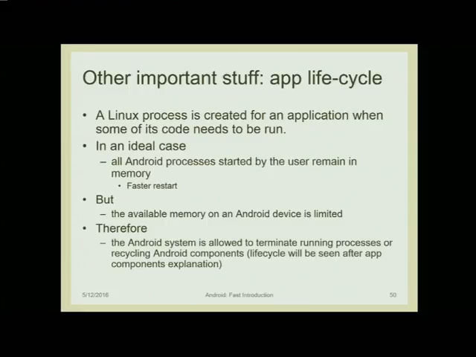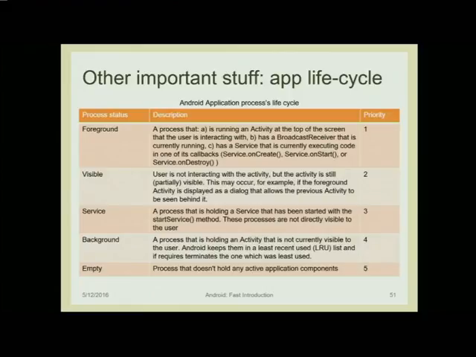Here we can see every process status in which the app can be at the moment. At the bottom we find the empty status, in which the application is not running. Then there is the background, in which the process is holding an activity that is not currently visible. If you want more explanation, you can find it in the documentation. I will go really briefly because I want to show you the exercise. Moreover, there are the other three process statuses: service, visible, and foreground.